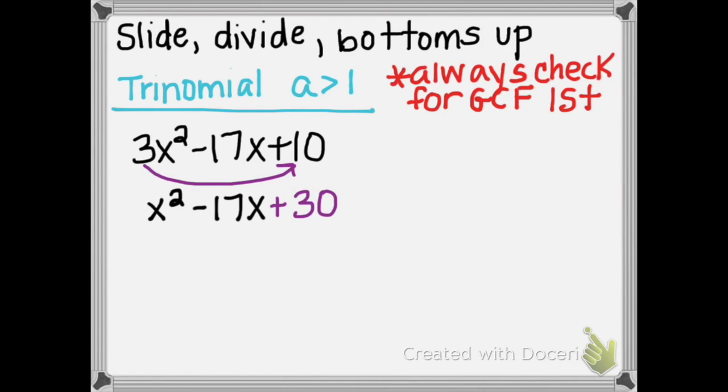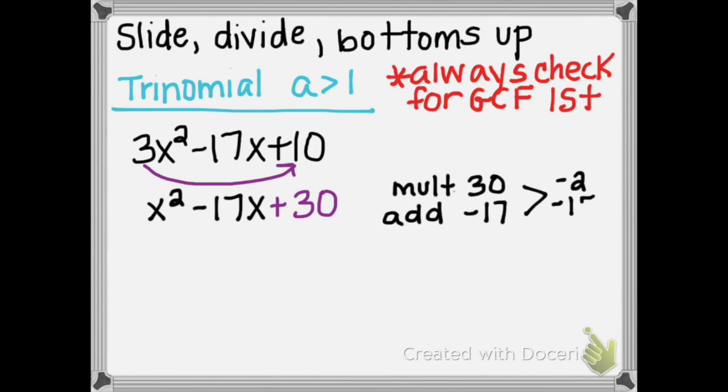So at this point, I need to find two numbers that multiply to give me 30, but those same two numbers will add to give me negative 17. So the two numbers that I know will work for that are going to be 2 and 15, but in order to make multiplication to be positive 30 and addition to be negative 17, we need to make it negative 2 and negative 15. So we're going to put it back together in our linear binomial. So that's going to be x minus 2, x minus 15.